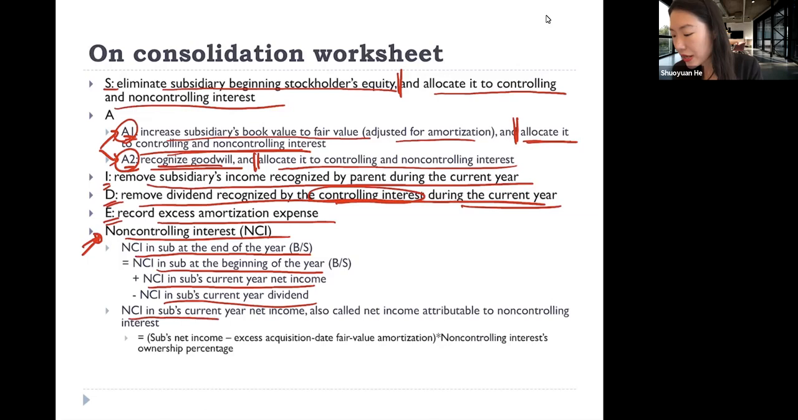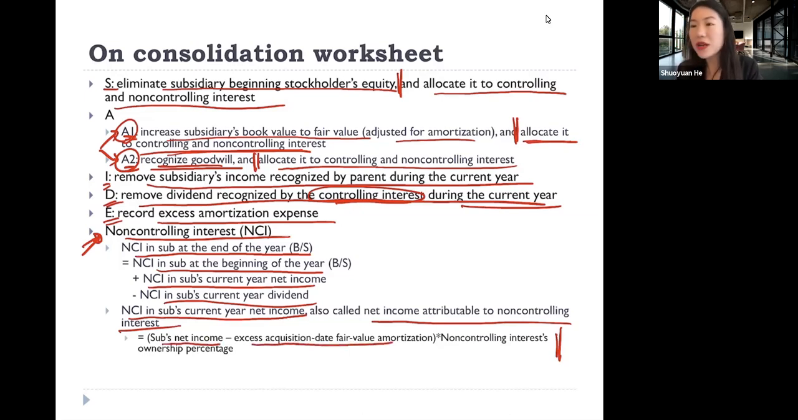The non-controlling interest share in the subsidiary's income is also called net income attributable to non-controlling interest. The formula for calculating this is the subsidiary's net income minus excess amortization, that is, minus the current year amortization, multiplied by the non-controlling interest percentage of ownership. So this is the formula.